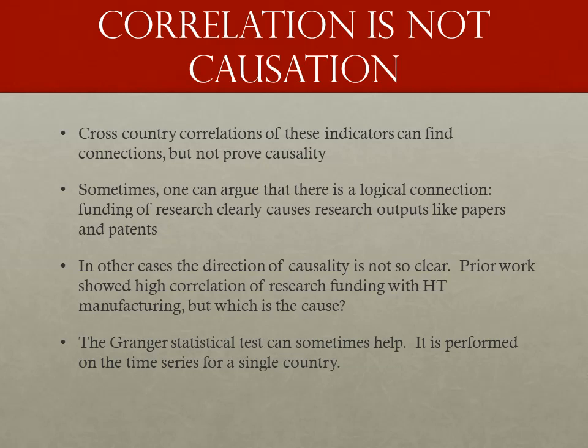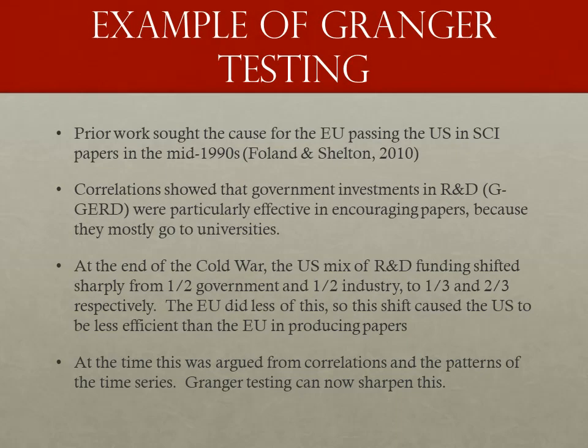Well, there is a statistical test that sometimes can help determine whether there is causality or the direction of causality, and it's performed on a time series from a single country. The test was devised by a statistician named Clive Granger.